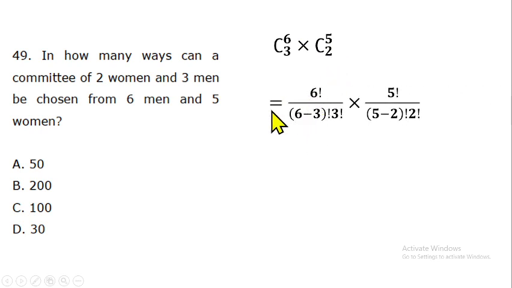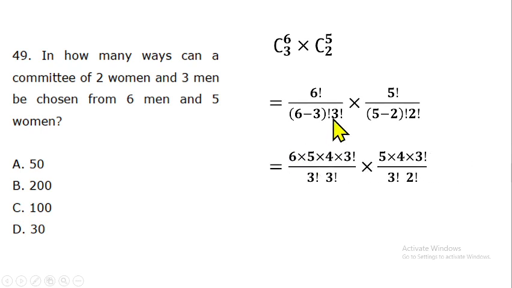So that will give us 6 factorial over (6 minus 3) factorial times 3 factorial, multiplied by 5 factorial over (5 minus 2) factorial times 2 factorial. So 6 minus 3 will give us 3, so that will give us 3 factorial here. 5 minus 2 will give us 3 factorial as well. If you break this one down, that will give us 6 times 5 times 4 times 3 factorial. Why do we stop here? Because 3 factorial can take care of 3 factorial. You can also break this one down to be 5 times 4 times 3 factorial. So 3 factorial can take care of 5 factorial.